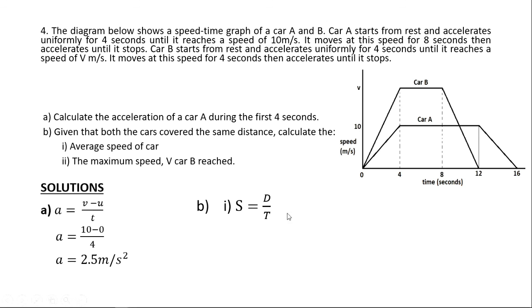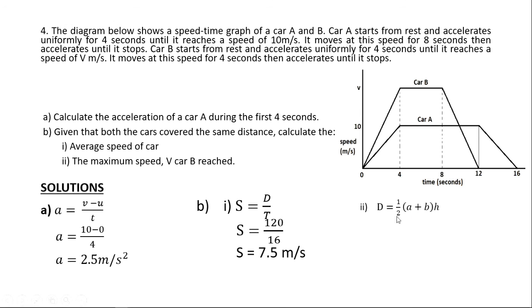So speed is equal to distance over time. Our speed is equal to 120 divided by the time, which is 16 seconds. Speed is equal to 7.5 meters per second. The maximum speed V, which the car B reached. So we are looking at the speed of the car B. So if we have to find the area of that trapezium under B, we have to find a 120, since the question is saying, given that both the cars cover the same distance.